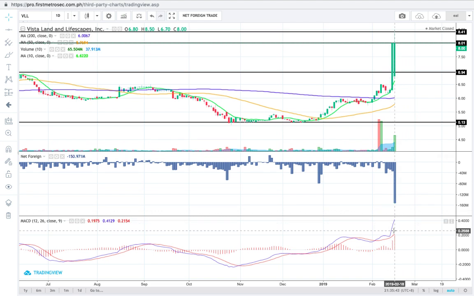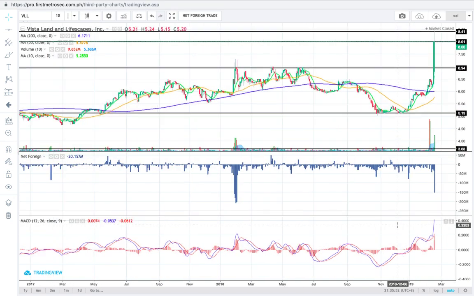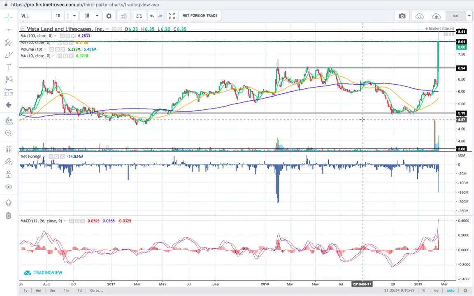MACD obviously will be bullish. It's in a bullish divergence from the signal line. So here's the thing. If you have VLL, continue holding your position. Continue holding your positions.